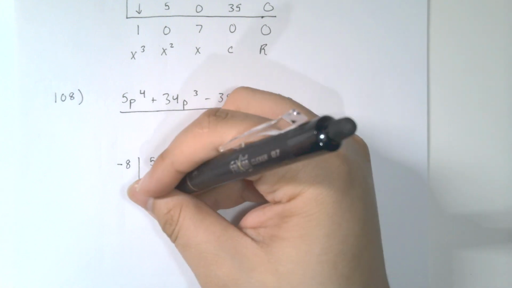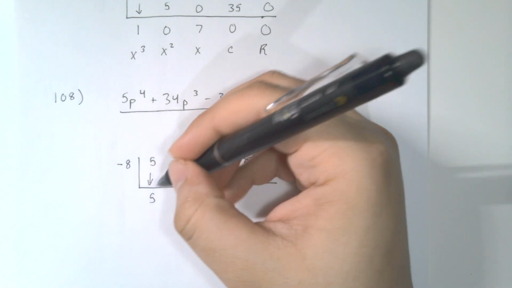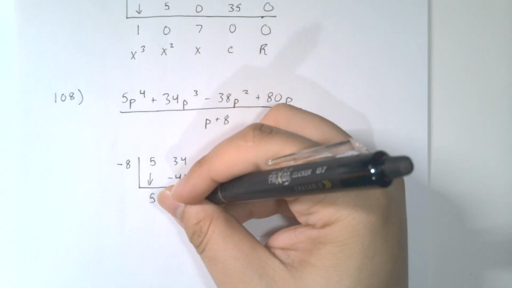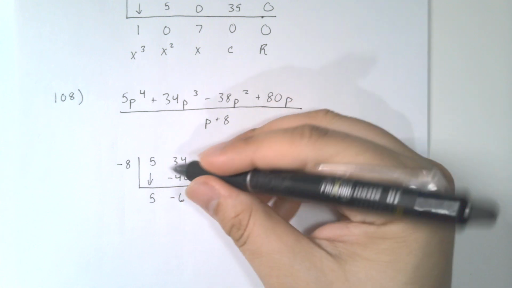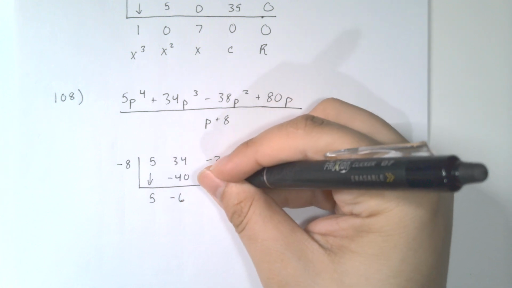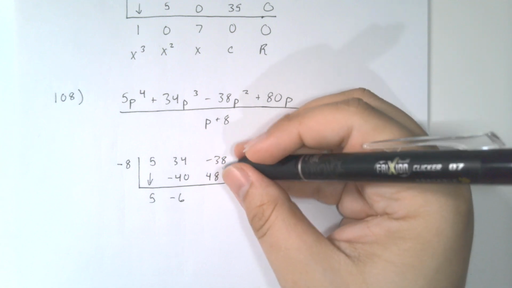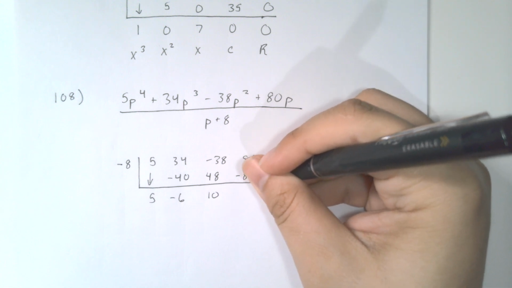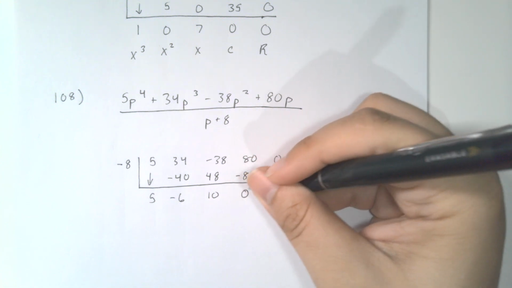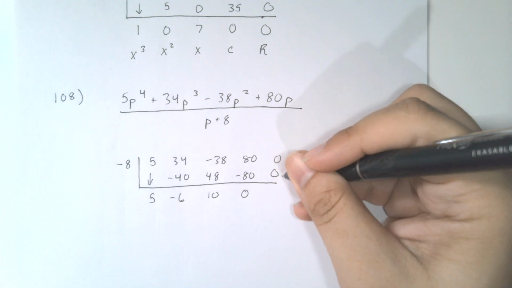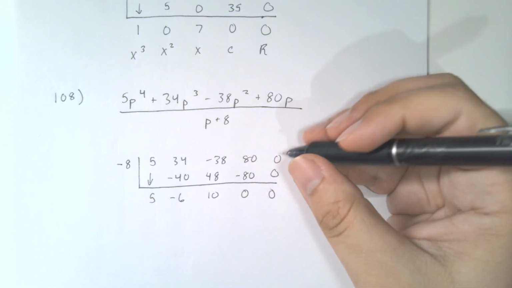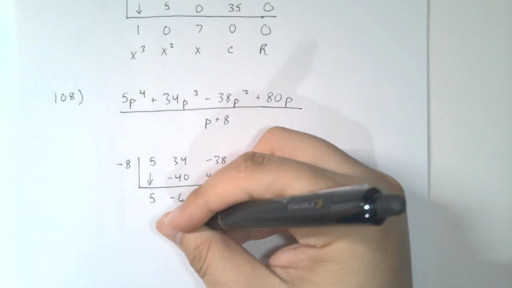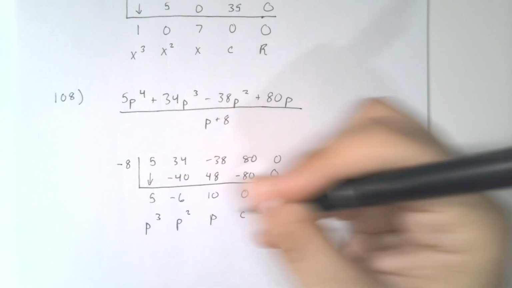Bring down this first number, we have 5. So we have negative 8 times 5, which is negative 40. 34 minus 40 is negative 6. Negative 8 times negative 6 is positive 48. Negative 38 plus 48 is positive 10. And negative 8 times 10 is negative 80. So 80 minus 80 is 0. Negative 8 times 0 is 0. And 0 plus 0 is 0. This is our remainder, constant, p squared, and p cubed.